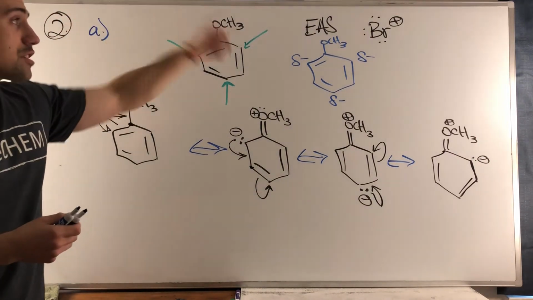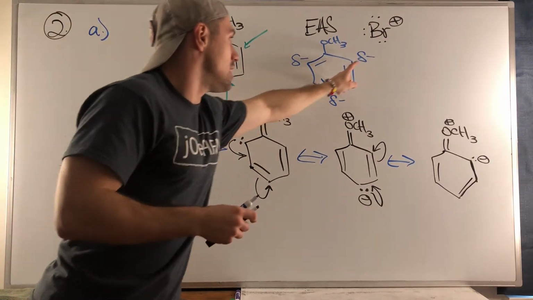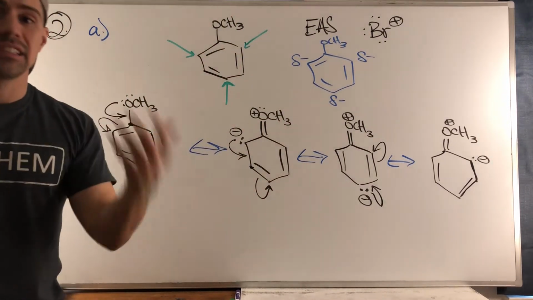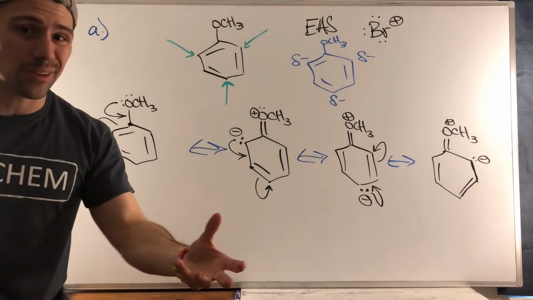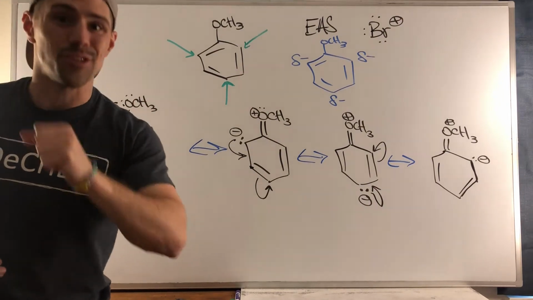That's why this group ends up directing ortho-para, because the resonance works out to where we activate these positions with extra negativity. The positive things we are going to be substituting on our benzene rings will be attracted to those spots. Okay, gang, that does it for 2A.